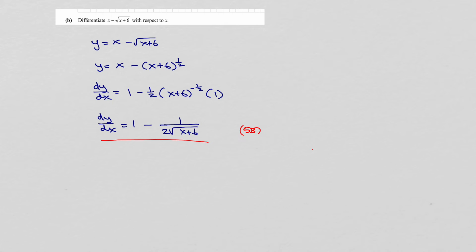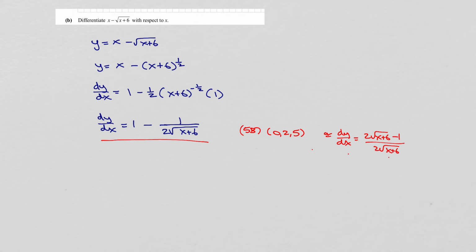So it's 5 marks going for that. So it's only a 5b question, so 0, 2 or 5. So that could also be written as dy dx is equal to 2 root x plus 6 minus 1 over 2 root x plus 6 if I get my lowest common denominator. So both answers are acceptable.